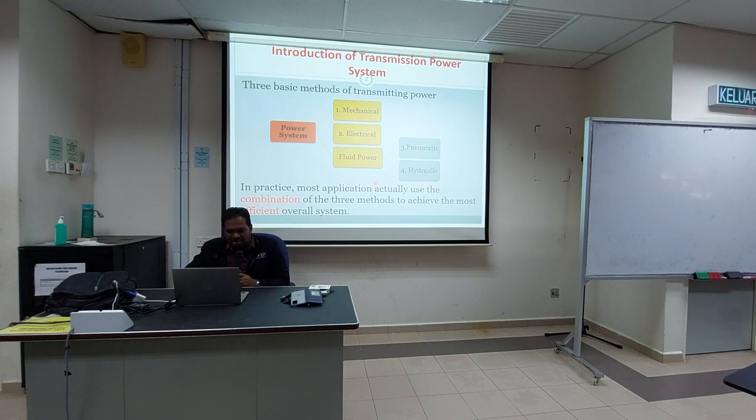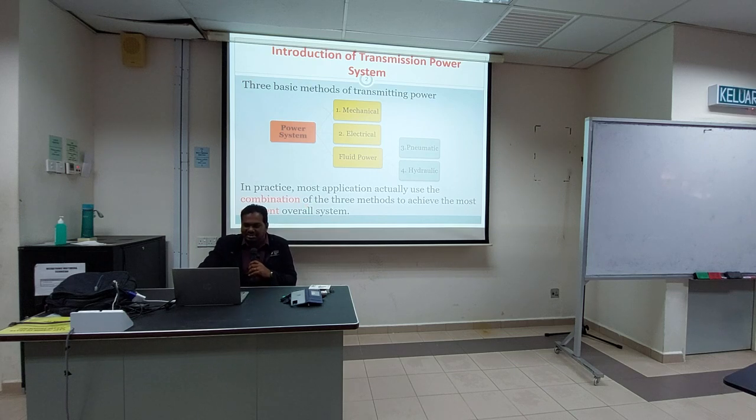In practice, most applications use a combination of the three methods to achieve the most efficient overall system. So if you want an efficient system, in your opinion, how do you classify an efficient system? Not losing power, yes, correct. You want to do some work but you don't want to waste energy. You don't want to lose power, and you want to run it for the long term. That is the general aim.